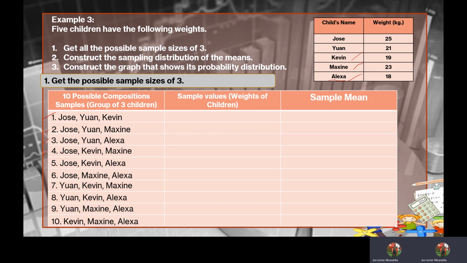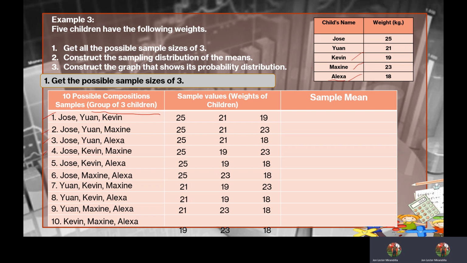So, ito yung ating 10 possible outcomes. Ito yung 10 possible compositions, samples of group of 3 children. Ngayon, kukunin lang natin yung sample values or yung weights of children. Ano ba yung weight ni Jose? Ni Yuan? Ni Kevin? It shows on our second column. Yung weight ni Jose is 25, weight ni Yuan is 21, then yung weight ni Kevin is 19. Ayan yung possible weight nila.